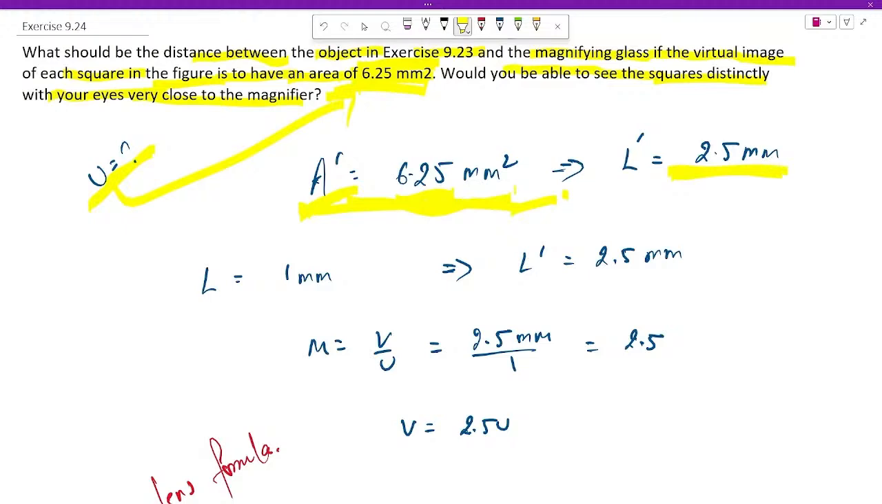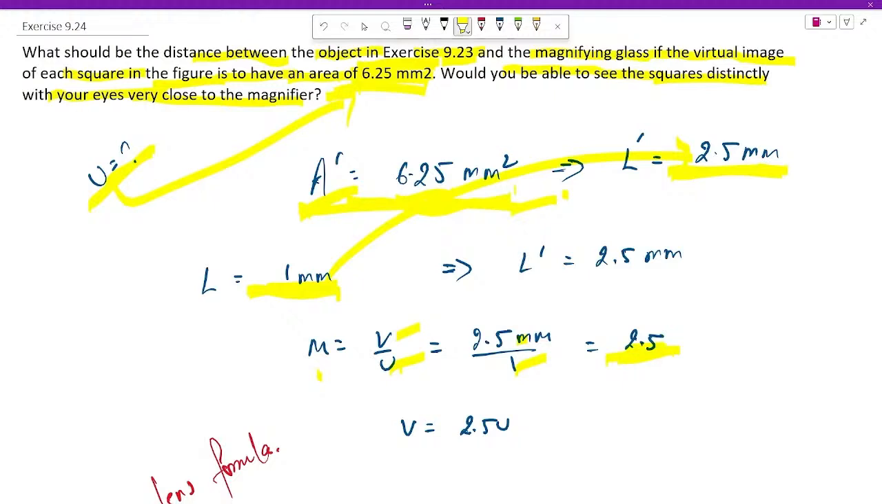Now we saw that in this question number 9.23, the length of each square and the width of each square was 1 millimeter. So upon magnification, it is going to be equal to 2.5 millimeter. So we see here that linear magnification is going to be V by U, which is the final length divided by initial length, that is 2.5. So we can say from here that V by U would be equal to 2.5.